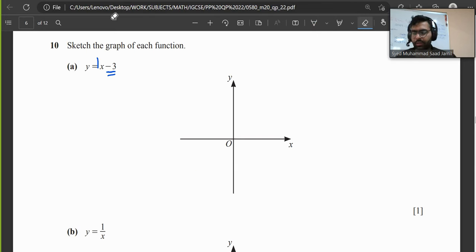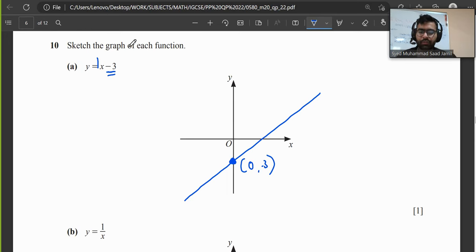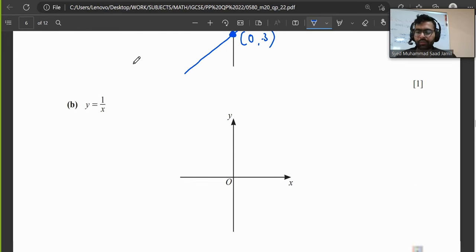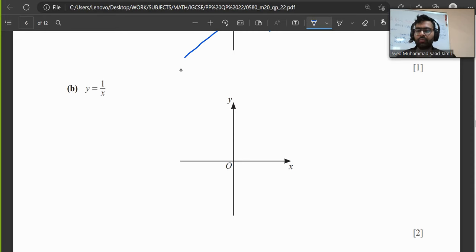Let me make it again. So basically this is the point which is 0, minus 3. So this graph is sufficient. Moving on to the next graph, part B, y equals 1 upon x. So for this, you always have the graph like this.